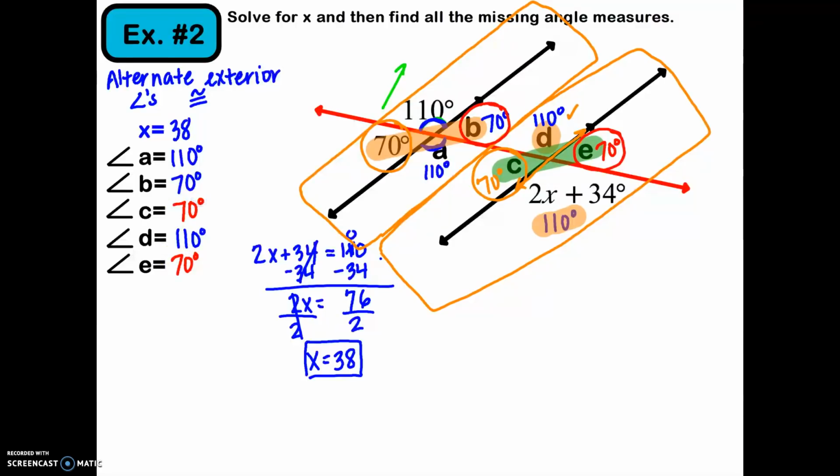Are we noticing a pattern that once you find parallel lines cut by a transversal, if you have one angle and the other angle, then they start repeating. 110 is repeated again, 70 is repeated again, 70 is repeated again.